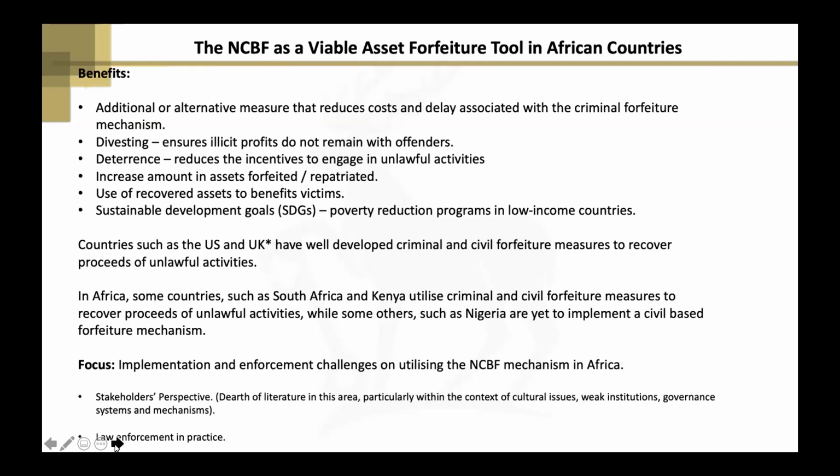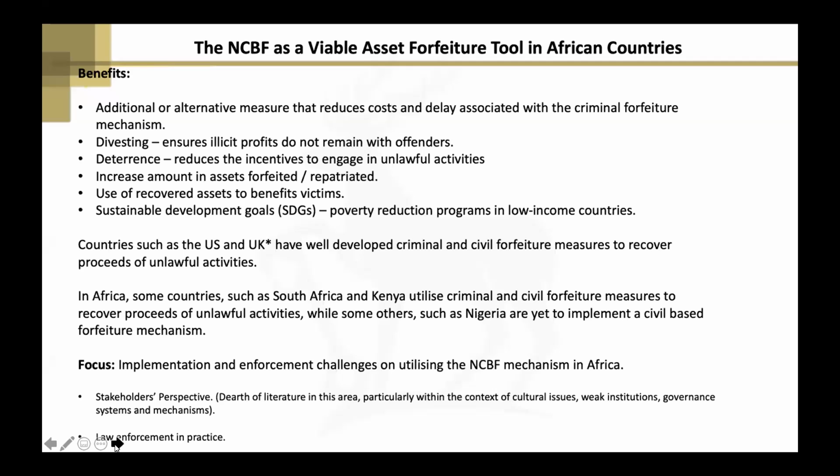Now, the NCBF mechanism has its benefits. Its purpose is to divest illicit profits, to take them out of the hands of offenders. So it reduces the incentives to engage in unlawful activities, in the sense that it serves as a deterrence to corrupt acts or criminal acts. So efforts at recovering using the mechanism increase, and more assets are recovered, forfeited or repatriated to countries.